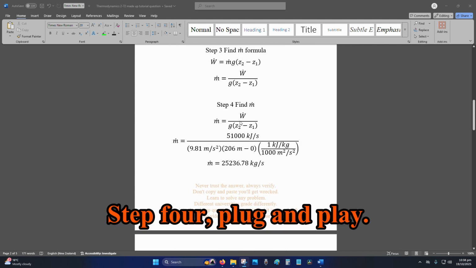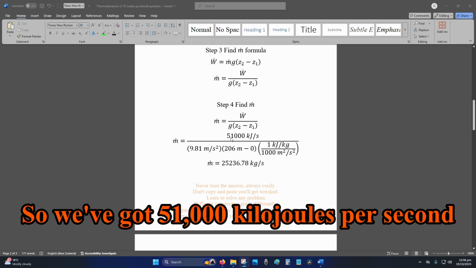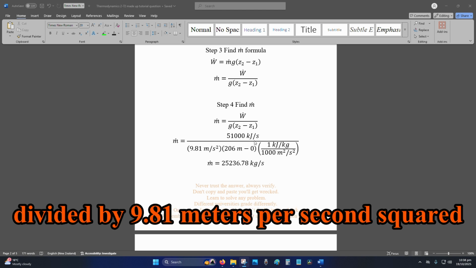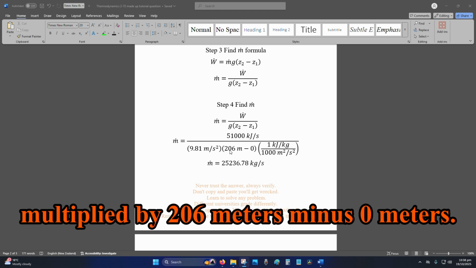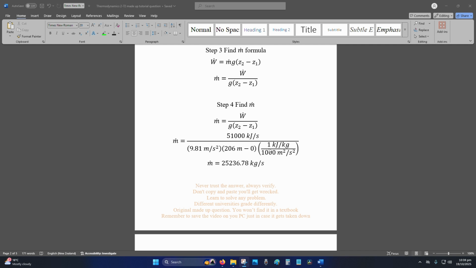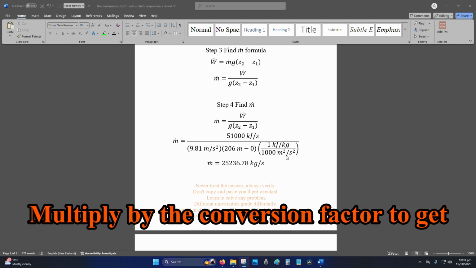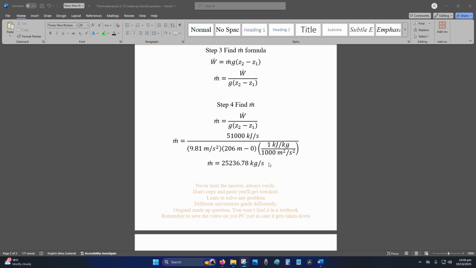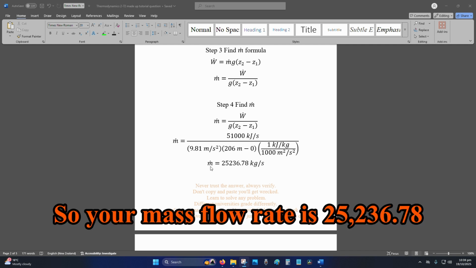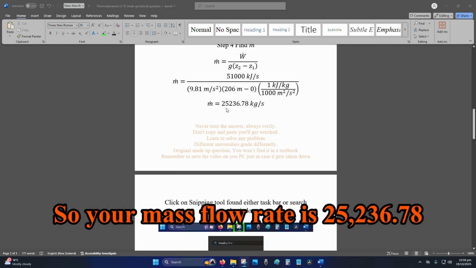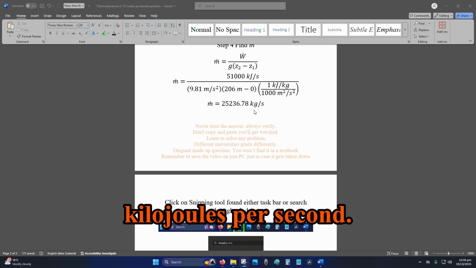Step 4, plug and play. So we've got 51,000 kilojoules per second divided by 9.81 meters per second squared multiplied by 206 meters minus 0 meters, multiplied by the conversion factor to get it into kilograms per second. So your mass flow rate is 25,236.78 kilojoules per second.